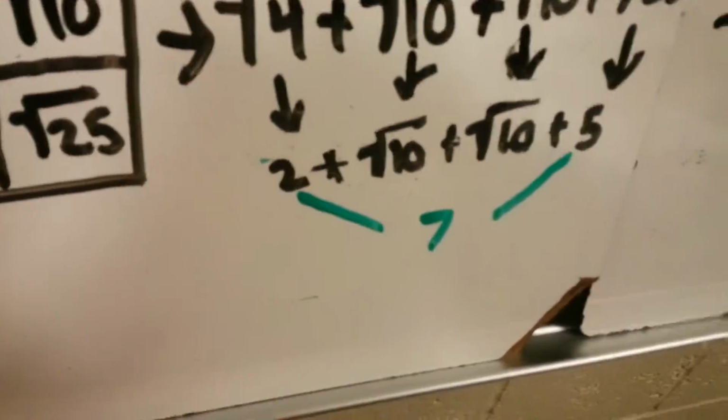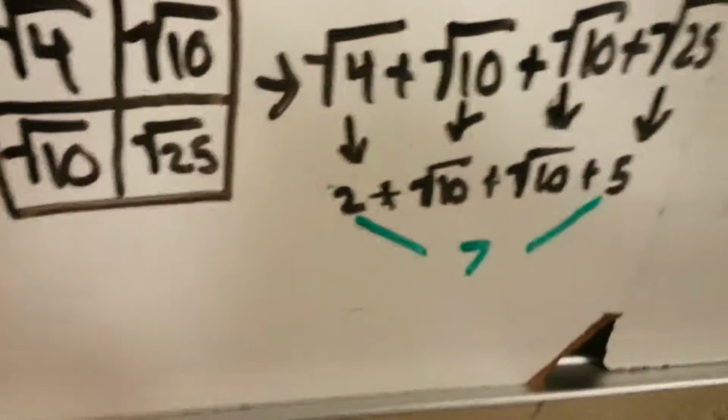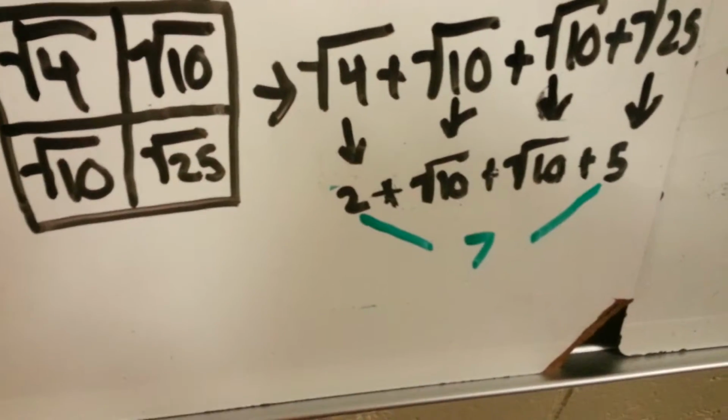We got our simplification done. Now we're just going to combine like terms. So 2 and 5 go together because they're whole numbers, and that is going to add up to 7.